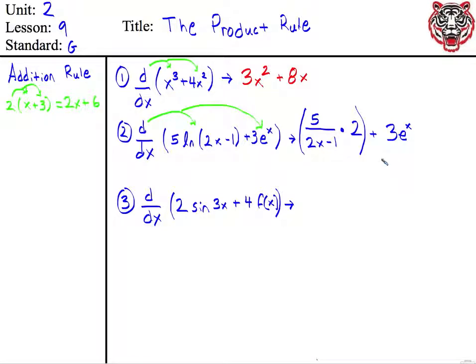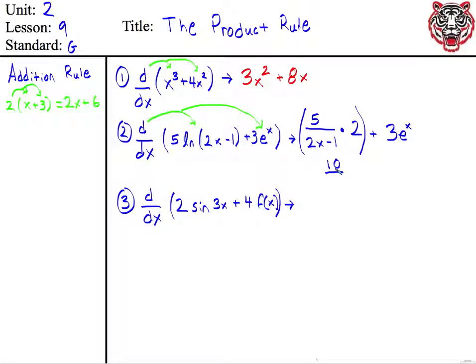Wait, so you don't bring down the x? Remember with e, you don't do anything. We're in E house. E to the x is itself for outer. What's inner? 1. So when we hit inner 1, we don't have to do anything. I could simplify this a little bit more by saying that this is 10 over 2x minus 1 plus 3e to the x.